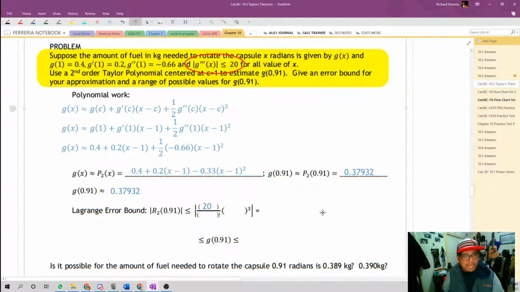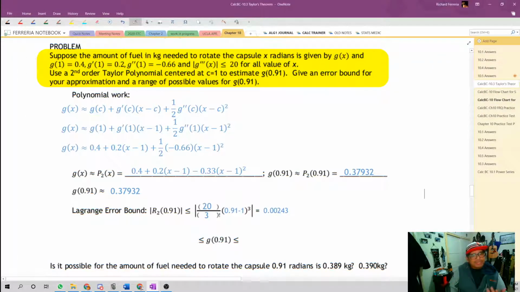So we'll put 20 in the numerator as our maximum value of the third derivative. Now the denominator of this needs to be the third factorial because we're using a second-ordered polynomial. The very next term is a third-ordered term, which comes with a 3 factorial. Now as for what we're going to cube, we're going to use the x value that we're estimating minus the center, just like what we would do if we were using this third-ordered term in our polynomial. Okay, so I think we have something we can evaluate now. Let's go ahead and put that in our calculator.